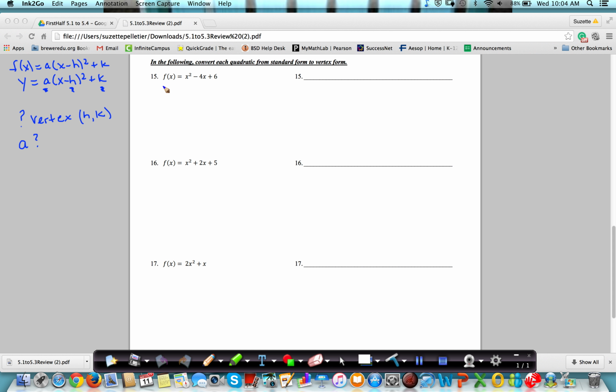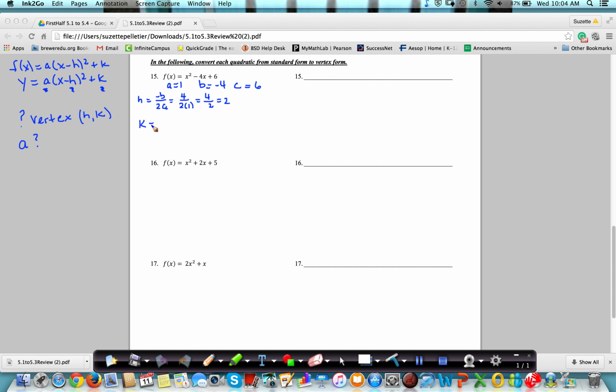So I am going to first start off with number 15, identifying a as 1, b is -4, and c is 6, okay? To get the vertex in standard form, to get the h coordinate of my vertex, I do opposite of b over 2a. So the opposite of -4 is 4 over 2 times a. So 4 divided by 2 is 2. So that's the h coordinate of my vertex.